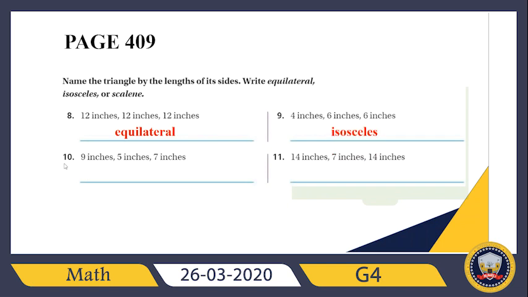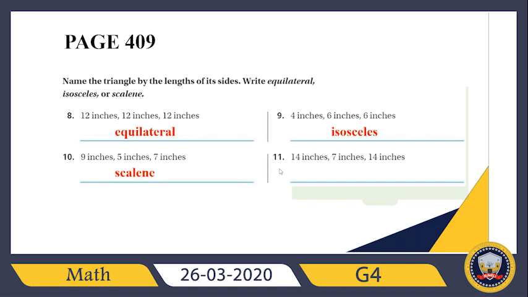What about question 10? Let's check the lengths of its sides. 9 inch, 5 inch and 7 inch. When I check the lengths, there are no equal sides. If there are no equal sides, I know this triangle is an example for a scalene triangle.